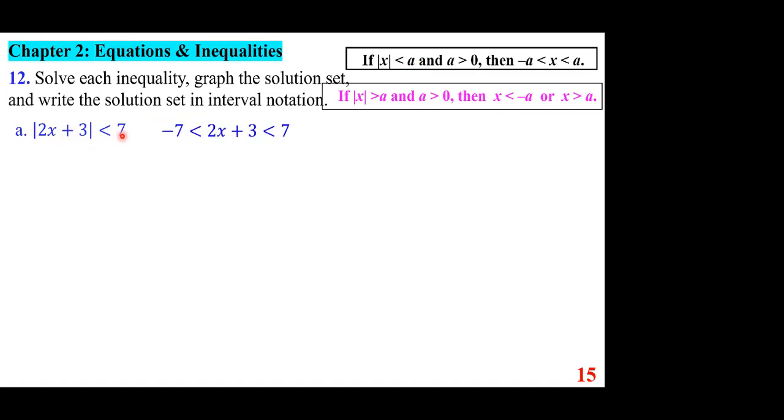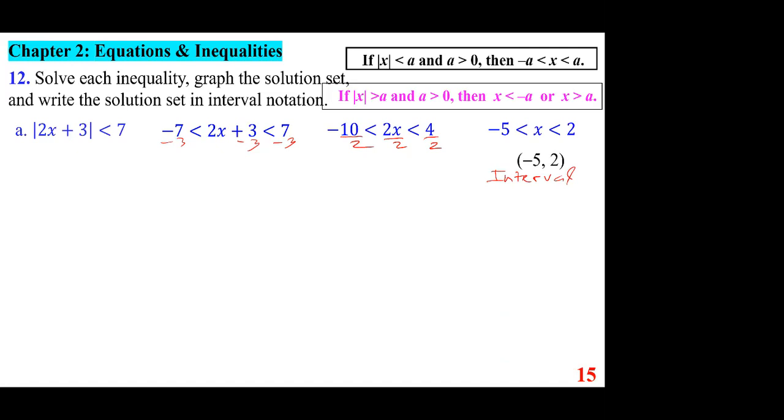And you are going to get rid of the 3. And you are going to divide by 2. And this is the solution to this inequality. And this is the interval format. And it's an open interval because both sides, negative 5 and 2, the endpoints are not included.